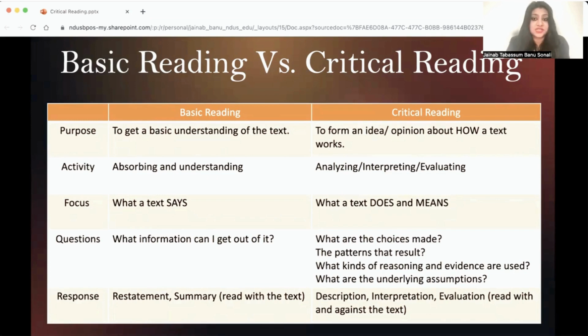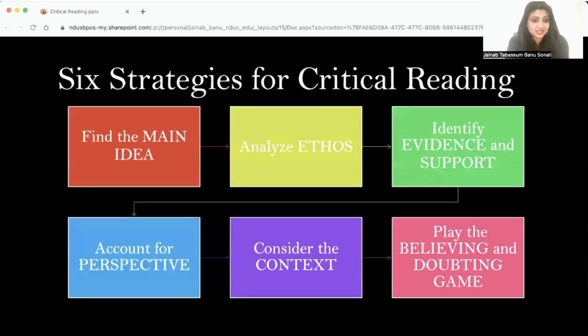So critical reading is just like that. It is doing the same sort of thing with your thought process. So you are reading with the text and you are reading against it. That's the beauty of critical reading, and it will help you to become a critical thinker as well. Now let's talk about the strategies. So I'm going to share 6 strategies for critical reading.